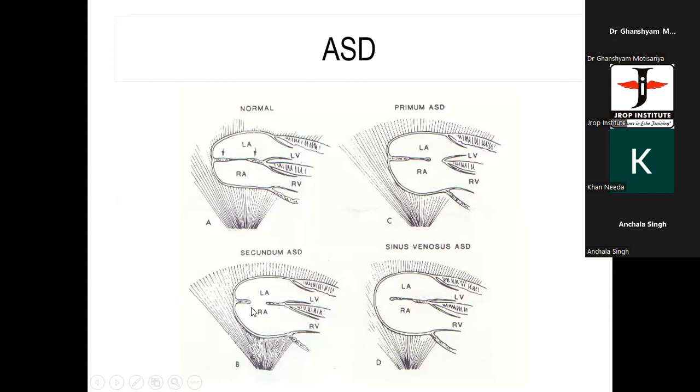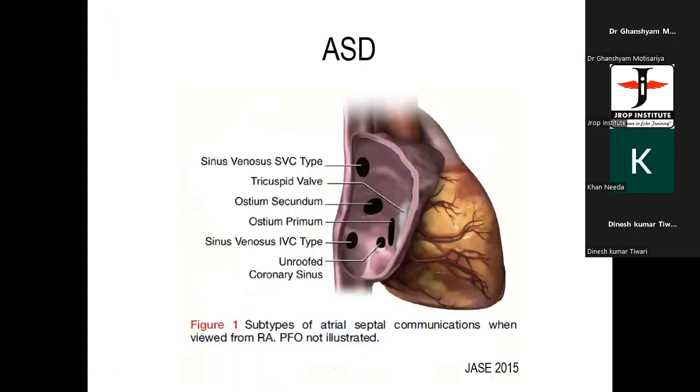If the defect remains in this fossa ovalis, this is known as secundum ASD. If the defect is closer to the atrioventricular valves, whether tricuspid or mitral, this is known as primum type of ASD. On the contrary, if this defect is away from this primum or secundum, then we have a sinus venosus type of ASD. If this sinus venosus ASD is in relation with SVC or IVC, then we call them accordingly as SVC and IVC type of ASDs.